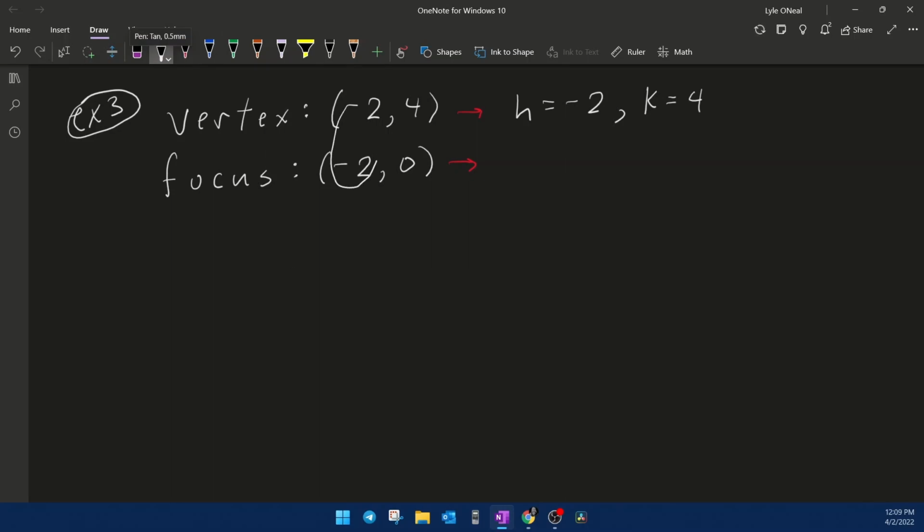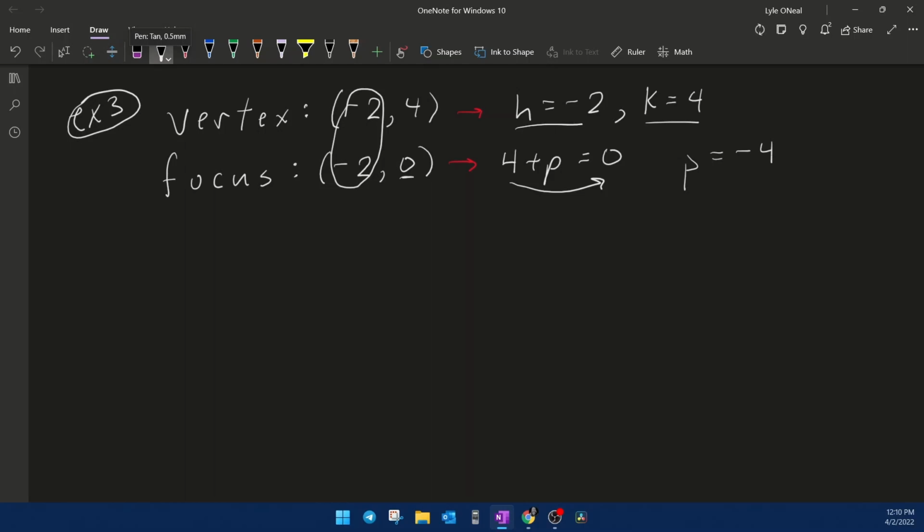So notice that h is negative 2, so I can't get anything new from the x-coordinate of the focus, but the y-coordinate of the focus is k plus p, which in our case, that value is 0, and we know that k is 4. So if I replace k with 4, I can solve for p. Moving the 4 over gives us a p-value of negative 4.